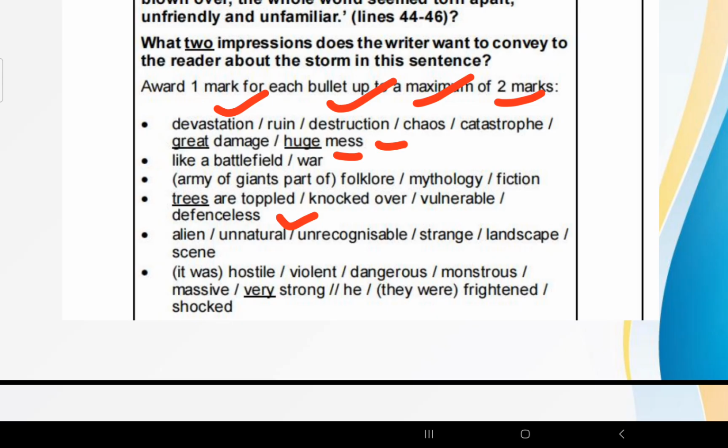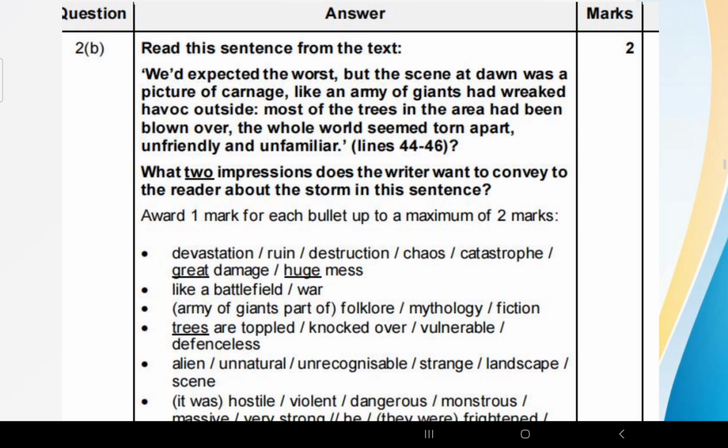Then it was hostile, violent, dangerous, monstrous, massive, very strong. They were frightened, they were shocked. Now, one thing that I felt here is that right now we haven't read the text and I do not have the text in front of me, but when you answer any such question, you will have the text with you.